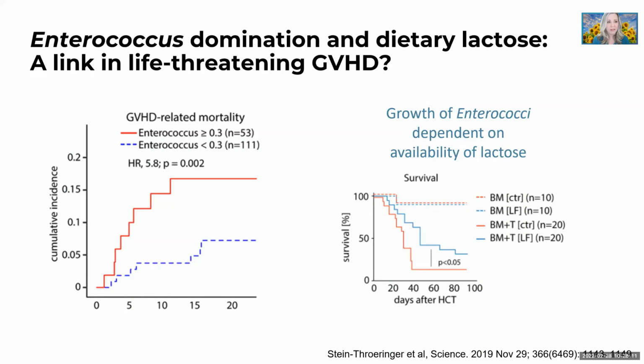There's some compelling evidence that Enterococcus domination is associated with life-threatening GVHD. This is a global study, really nice collaboration, showing that high Enterococcus microbial contents are associated with GVHD mortality, and enterococci depend on the availability of lactose, and in this mouse model, mice fed a lactose-free diet actually had improved survival compared to those who had a lactose-containing diet.